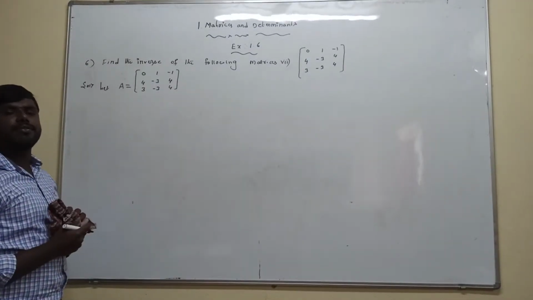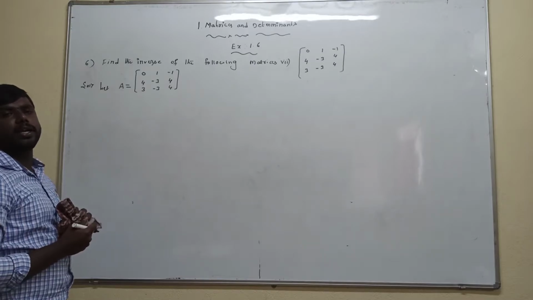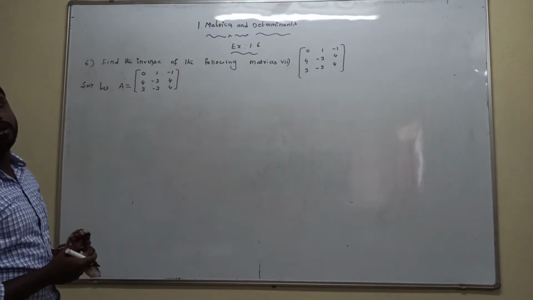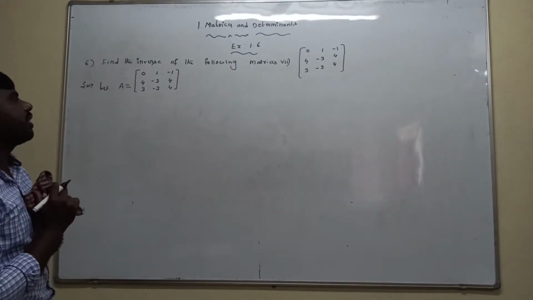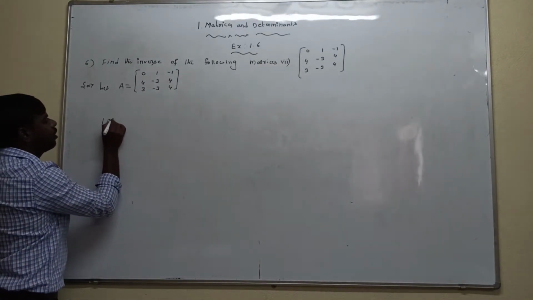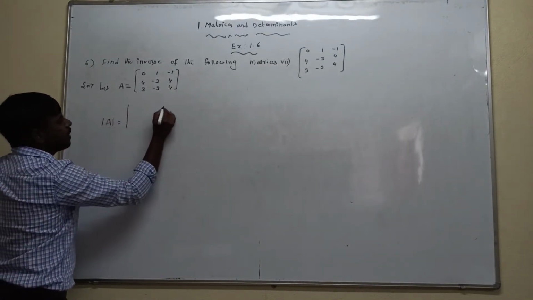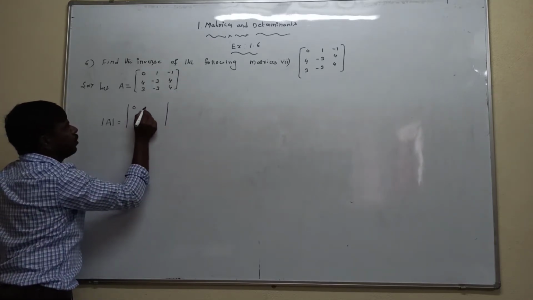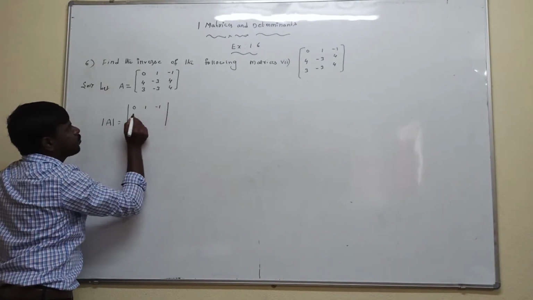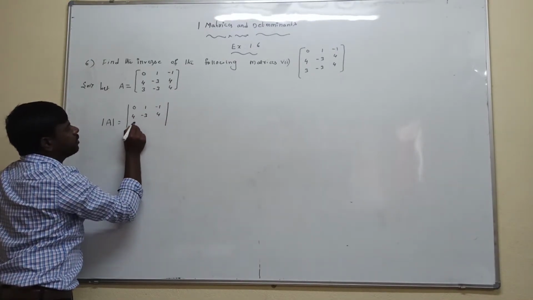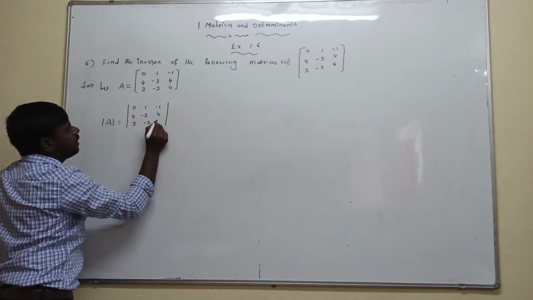So, the inverse of A formula is 1 divided by determinant of A into adjoint of A. We don't know the determinant of A value and the adjoint of A value. That's why we are calculating the determinant of A value. So now we are calculating the determinant of A. Taking the determinant, substitute the elements 0, 1, minus 1, 4, minus 3, 4, 3, minus 3, 4.